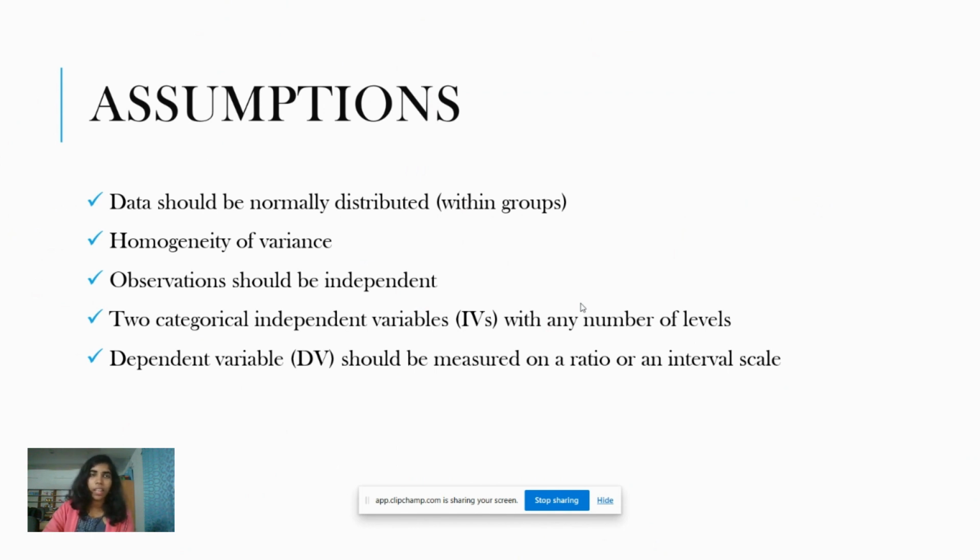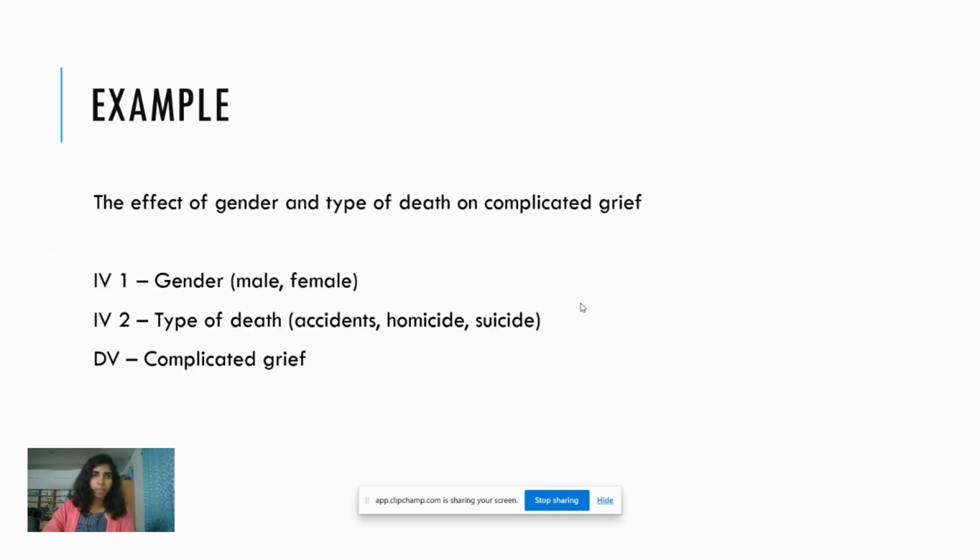These are all the assumptions, and you'll have to check whether your data is meeting each one of them before you actually go for a two-way ANOVA. So here let's take an example. Let's say we are trying to find out the effect of gender and type of death on complicated grief. Gender, male and female, is one of the independent variables. The second independent variable is type of death, which could be accidents, homicides, or suicide. These are my independent variables, and my dependent variable is complicated grief.